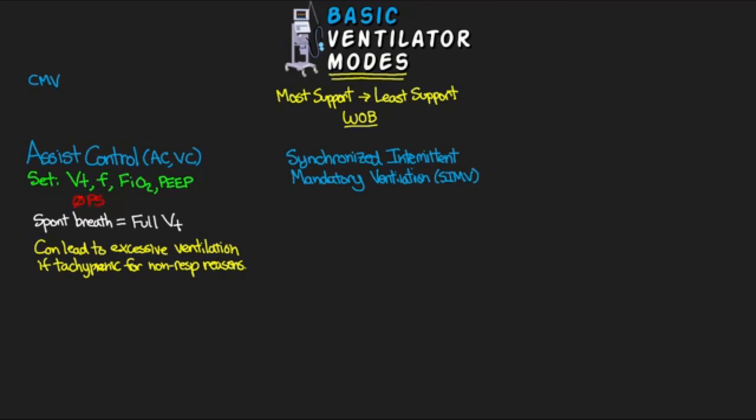So essentially with SIMV, we're still going to determine or mandate, hence the name mandatory, that a patient gets at least a set volume and a set number of breaths per minute. Again, for this, we also will set an FiO2 and a PEEP. So far this is looking just like assist control. The big difference now when we compare this to AC is what happens when a patient takes their own spontaneous breath. In SIMV, instead of delivering the set volume of air, the patient's actually going to be allowed to take whatever size breath they can.